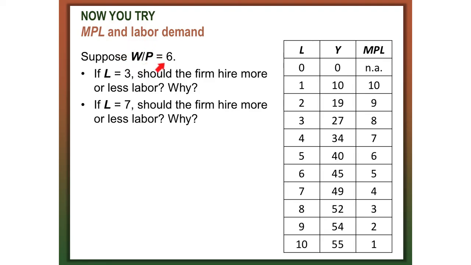Remember, this is the real wage, so this is measured in terms of output. So it's going to cost us 6 to hire a worker. How many workers should we hire? In other words, what is the demand for labor given this production function?